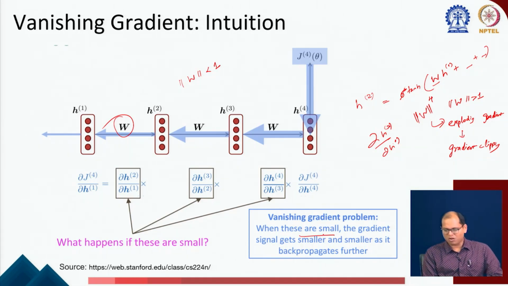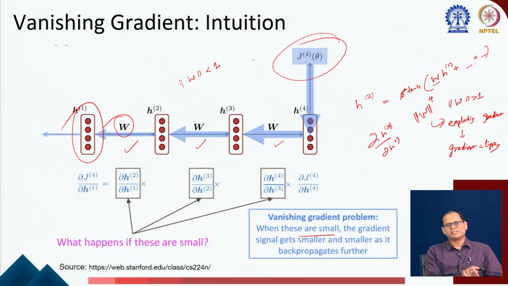When these are really small, the gradient signal keeps on getting smaller. You can see from this picture, it keeps on getting smaller, smaller, smaller. So it may not even reach some faraway states. It may become 0, so they will not be updated based on the loss at a faraway state.